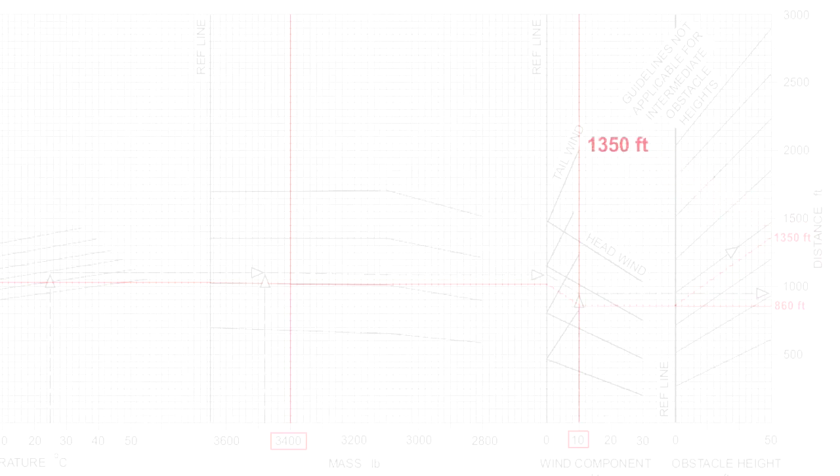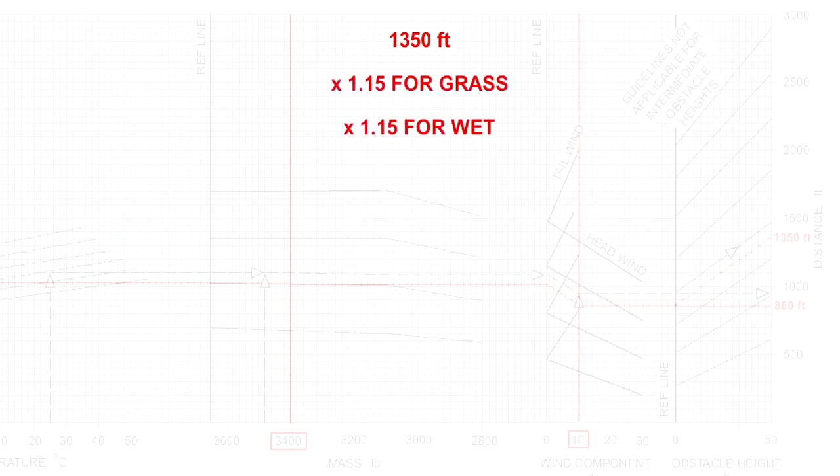Let us now assume that the runway has a grass surface and that the grass is wet. Remember that both these variables cause an increase in the landing distance. Since the graph assumes a paved dry runway, we will have to make a correction to the landing distance for the different conditions. You may recall that grass increases the landing distance by 15%, or by a factor of 1.15, and a wet surface also increases the landing distance by 15%, or by a factor of 1.15.